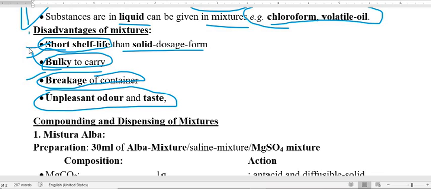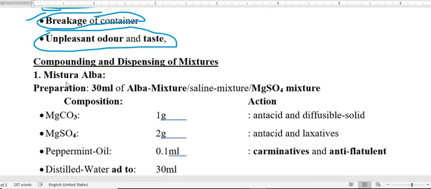Now we have to go through the compounding and dispensing, or preparation, of the mixture. In this we are going to discuss only two mixtures. One is called alba mixture, or Mistura alba. Mistura is for mixture and alba means white. Because the mixture is white in color, its name is Mistura alba.